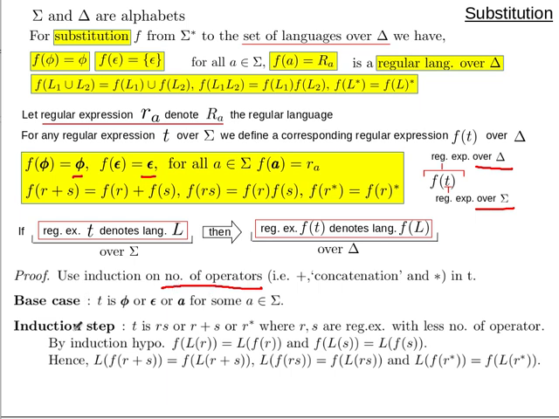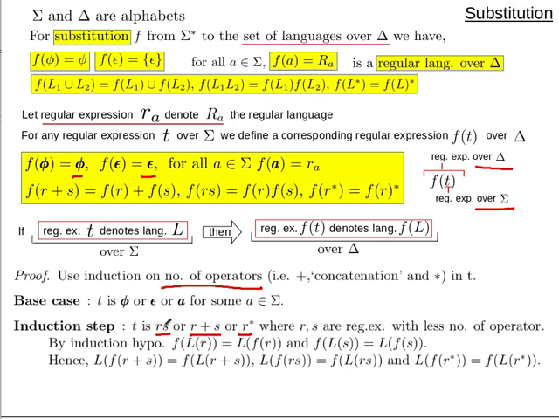And then the induction step is what? You take some T which has many operators, but then this T can be broken down into one of these forms. It is either concatenation of two things, or union of two things, or Kleene star of something else, right? So T must be either this or this or this. That means if you consider this R or S, they contain fewer operators than T, right?